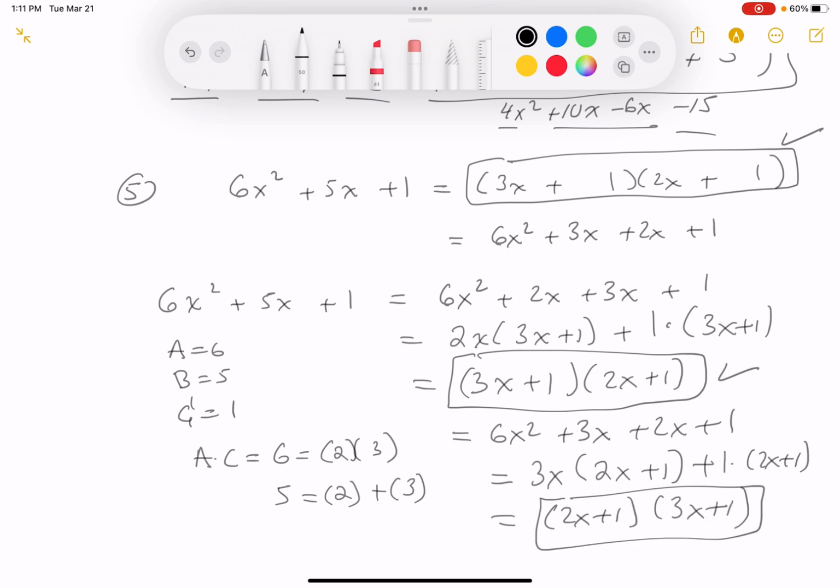Are we getting the same answer? Every single time. The order of the factors, though, is a little bit different. One says 2x plus 1 times 3x plus 1. The other one says 3x plus 1 times 2x plus 1. They're commutative, though. The factors are commutative. Thank you.